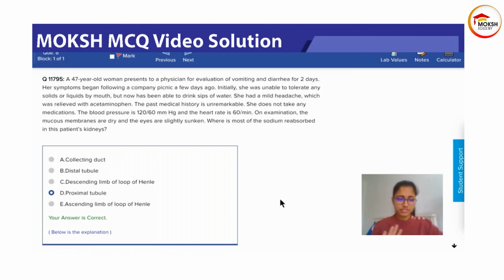Sodium does get reabsorbed at somewhere like the DCT, collecting tubule, and ascending limb of loop of Henle, but not the descending limb, because it's impermeable to solute, right? So we rule that one out altogether.